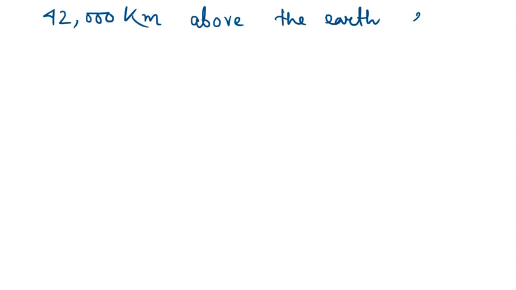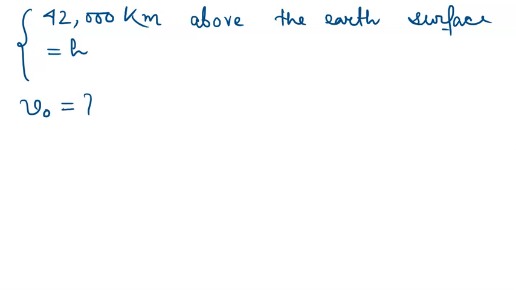Hi. The question says that a communication satellite is launched 42,000 kilometer above the earth. Above the earth means from earth's surface 42,000 kilometer. So we will write above the earth's surface and we will consider it as h. Now we have to find out the orbital speed of this.